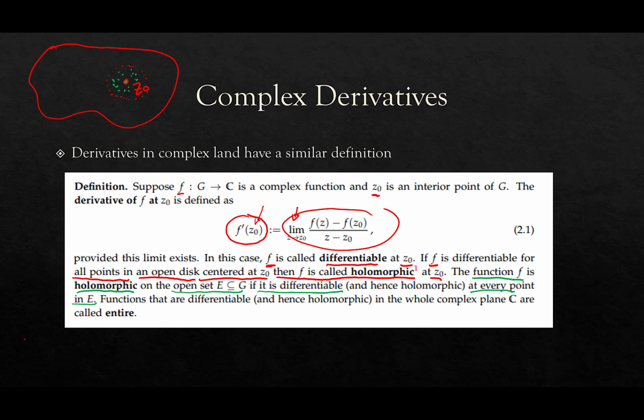And then finally, functions that are differentiable, and hence holomorphic, on the whole complex plane, we call those functions entire functions because they're differentiable on the entire complex plane. There's probably a better reason for that historically, but that's how I like to think about it.